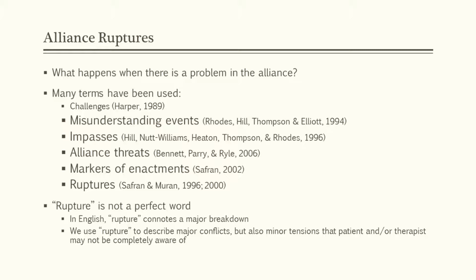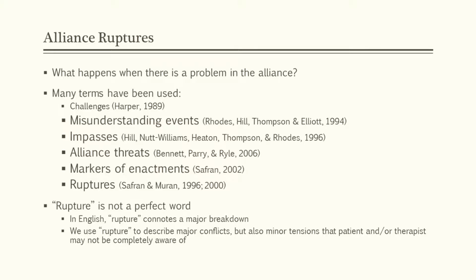We're going to use this word very broadly to describe both major conflicts, obvious breakdowns in the working alliance, but also minor tensions that maybe the patient or the therapist are not completely aware of. So if you're coming into this thinking we're coding ruptures that are these big dramatic events, we're also going to be talking about much more subtle minor tensions. So keep that in mind. We're going to use this word in a more broad sense.